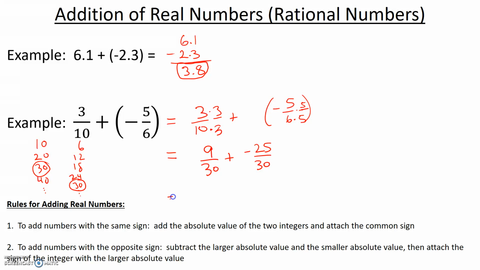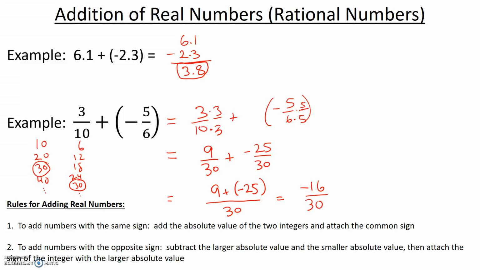Once we have a common denominator, we keep the denominator, and we will add the numerators, which are 9 and negative 25. Because these numbers have opposite signs, we will subtract the number with the smaller absolute value from the number with the larger absolute value. So 25 minus 9 is 16. But since 25 is negative, our answer will be negative 16 over 30.